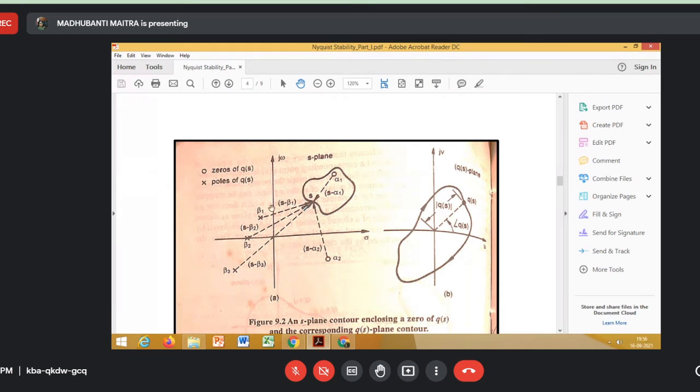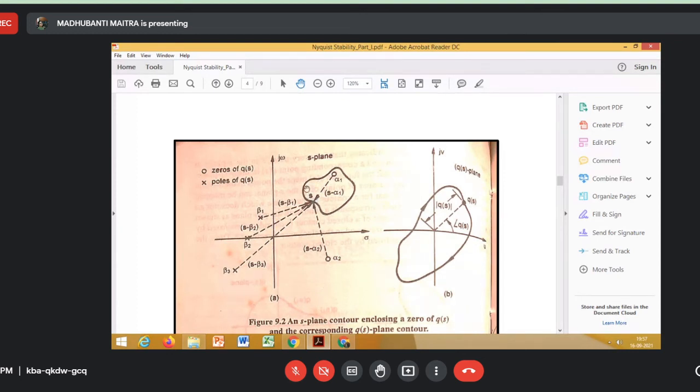That means delta angle S minus beta 1. It will be 0. Do you agree, everyone? Is it clear? So that is valid for this phasor, that is valid for this phasor, and that is valid for this phasor as well. Now let us consider this phasor.